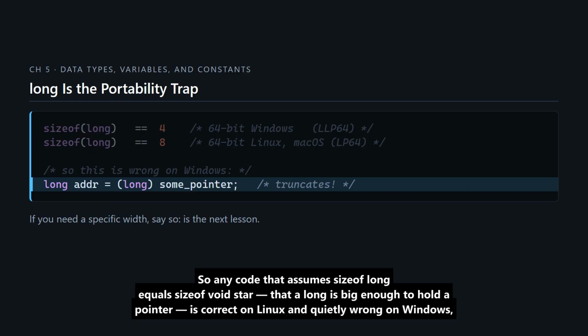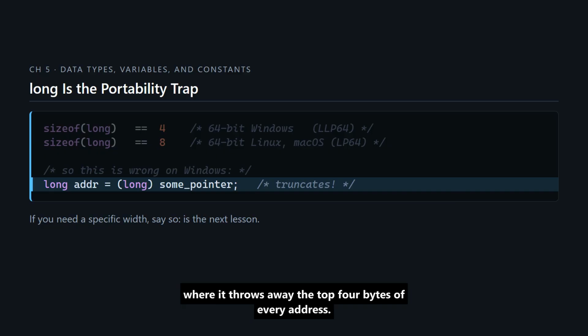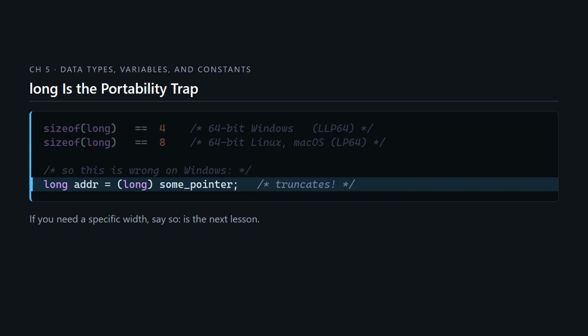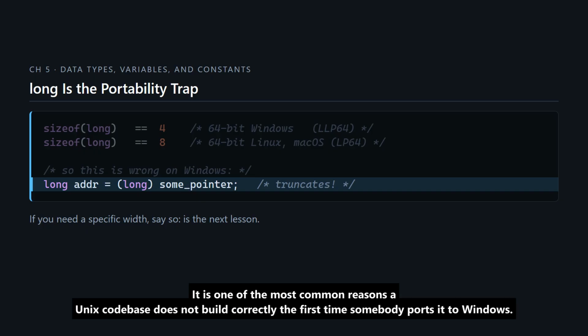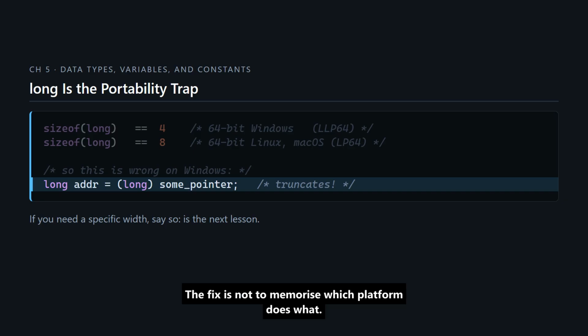So any code that assumes sizeof long equals sizeof void star, that a long is big enough to hold a pointer, is correct on Linux and quietly wrong on Windows, where it throws away the top 4 bytes of every address. This is not a hypothetical. It is one of the most common reasons a Unix codebase does not build correctly the first time somebody ports it to Windows.